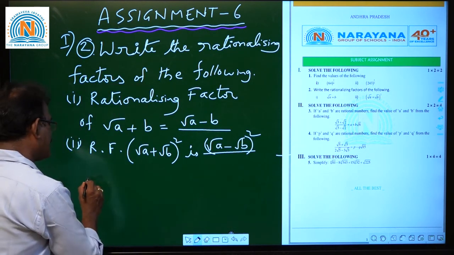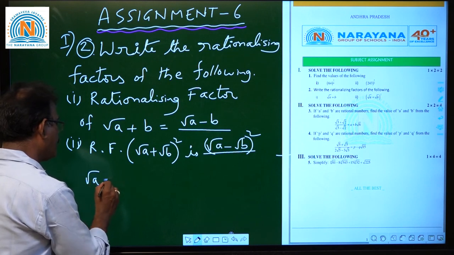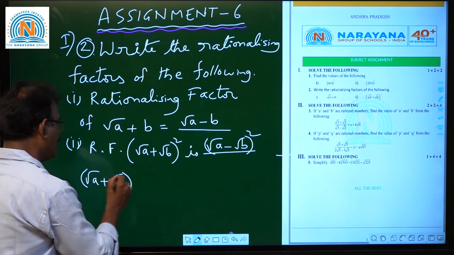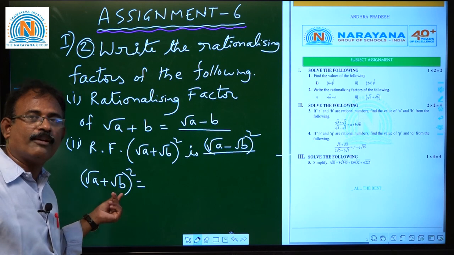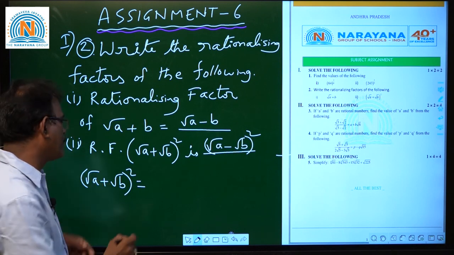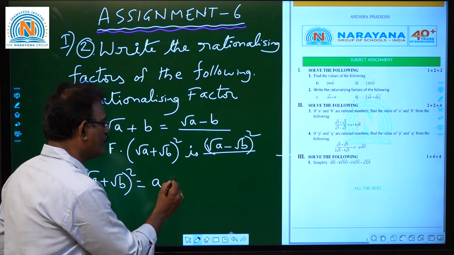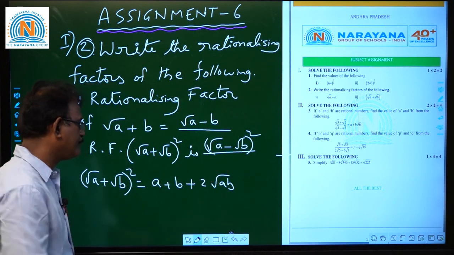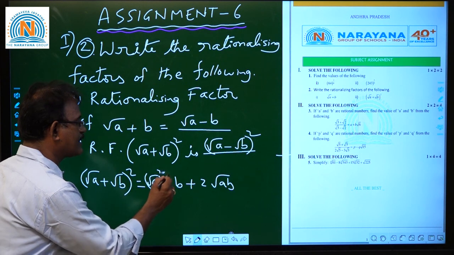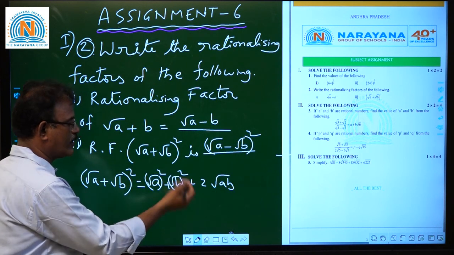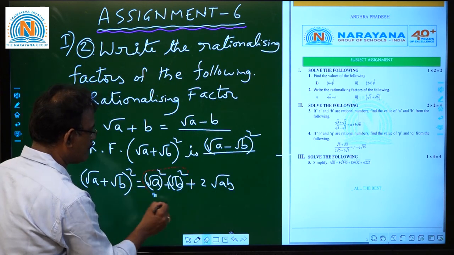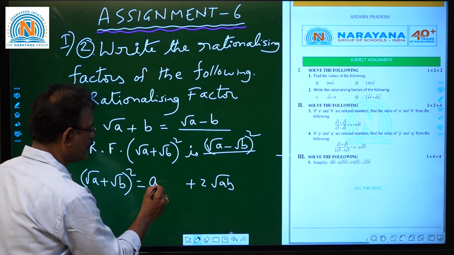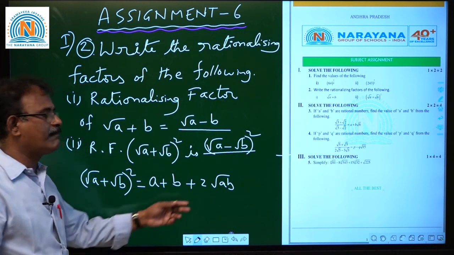See, this is (root a plus root b) whole square. If you simplify it in the form of (a plus b) whole square, after you apply it, it is a plus b plus 2 root ab, because the square root gets cancelled: a square plus b square plus 2ab. So this is a plus b plus 2 root ab.